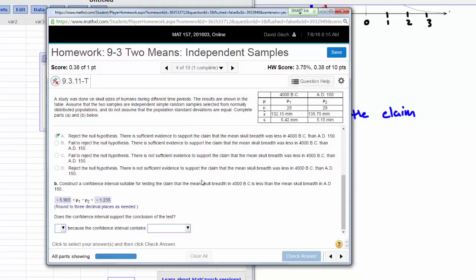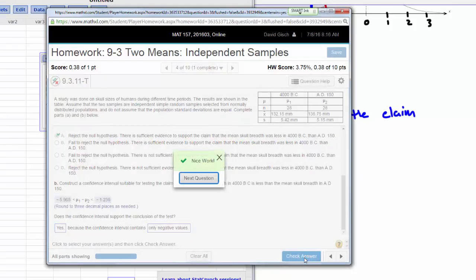Now, does this support the conclusion of the test? Well, yes, because if the first one is smaller than the second one, when you subtract them, you'll get a negative value. And our confidence interval is completely on the negative side, if you see that there. So that is supporting the idea that the first one is smaller than the second one. So yes, and that's because it contains only negative values. So again, implying the first one has to be smaller because our interval lands all negative.